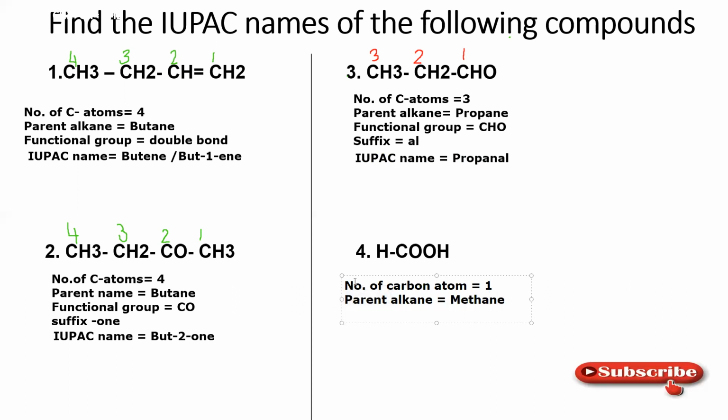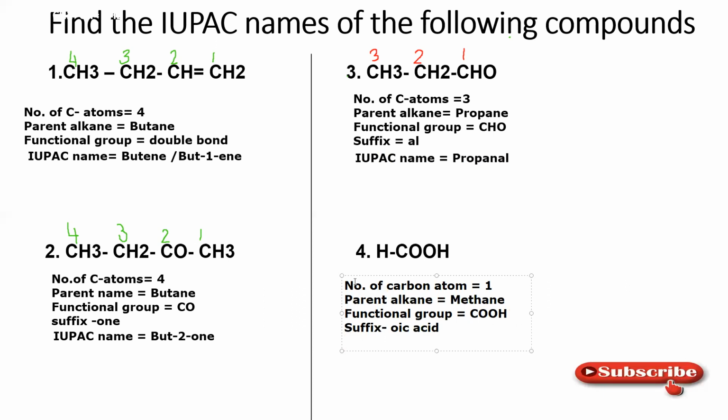Okay. Now, what is the functional group present? COOH. What is COOH? Carboxylic acid. If carboxylic acid is present as the functional group, we have to add the suffix. The suffix is oic acid.